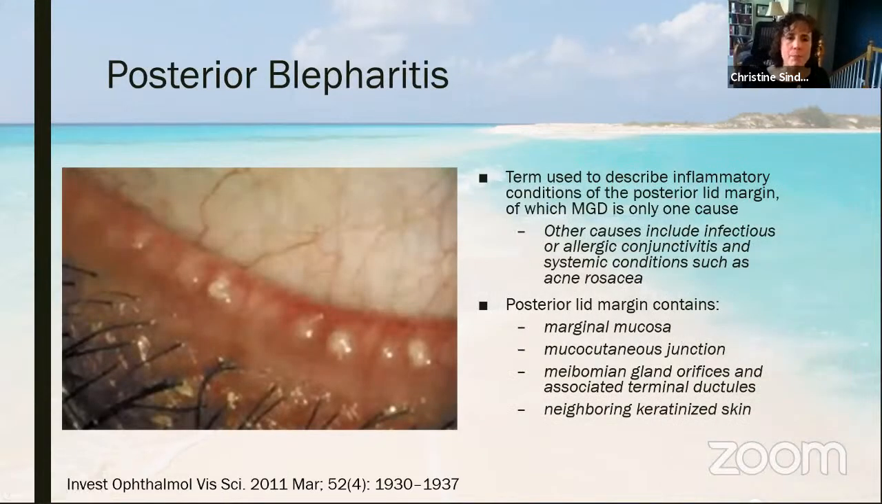When we're talking about Meibomian gland dysfunction, we are talking about posterior blepharitis. So there's that gray line right here, and we are talking about things that are behind, or closer to the globe, for posterior blepharitis. Posterior blepharitis, though, could also include allergic reactions, acne rosacea, ocular rosacea, and infection as well.